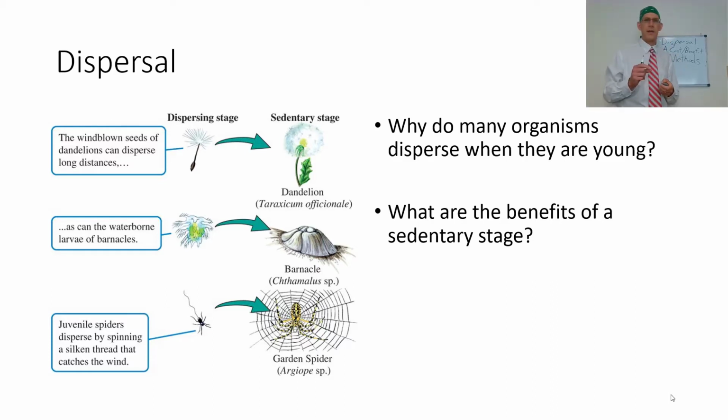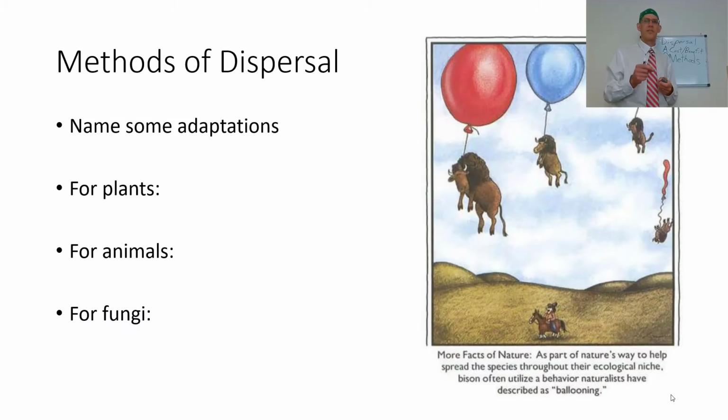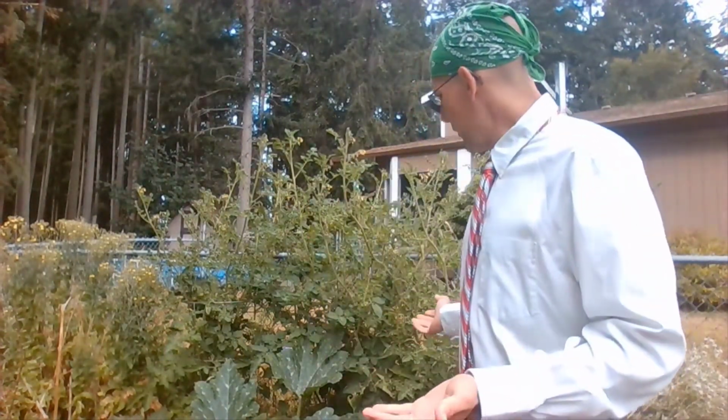So I want to kind of take you guys through adaptations. Let's think of some methods of dispersal. I want to do this kind of as a group, but in the absence of a group, I'm just going to take you guys out to where I have a whole bunch of things trying to disperse. Let's head out to the garden. Welcome to a rather seedy place, my garden. As we have here, we have a bunch of plants that are currently trying to move somewhere else to disperse.